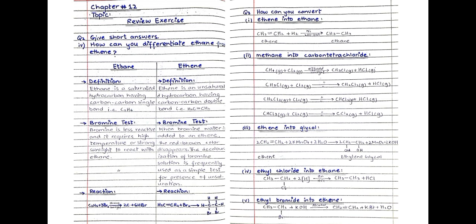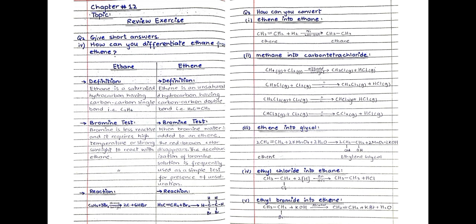Now come to the third part, convert ethene into glycol. This is the oxidation reaction of ethene. It can happen in the presence of KMnO4. If we have two molecules of ethene, they react with two molecules of KMnO4 in the presence of two molecules of water. We have the oxidation reaction of ethene, and as a result we get ethylene glycol plus 2MnO2 plus 2KOH.